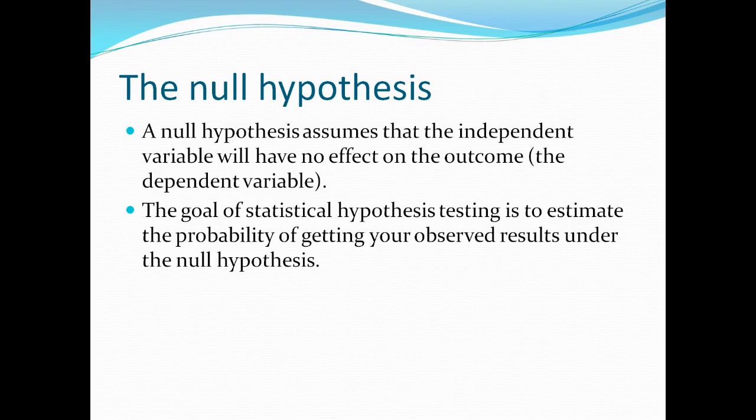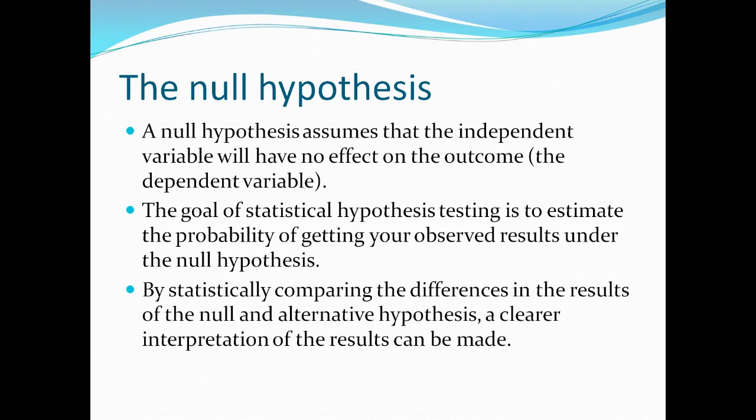But this is done from a statistical vantage point. The goal of statistical hypothesis testing is to estimate the probability of getting your observed results under the null hypothesis. By statistically comparing the differences in the results of the null and alternative hypotheses, a clearer interpretation of the results can be made. So essentially, we're looking to show that the alternative hypothesis is giving us results that the null hypothesis is not.